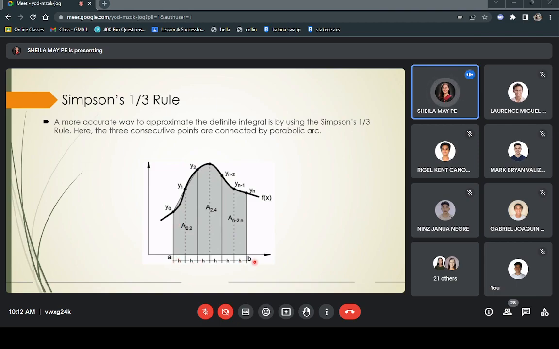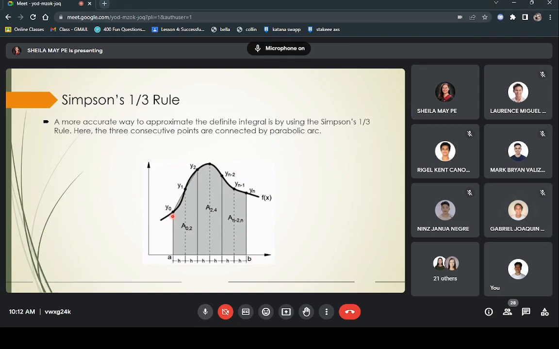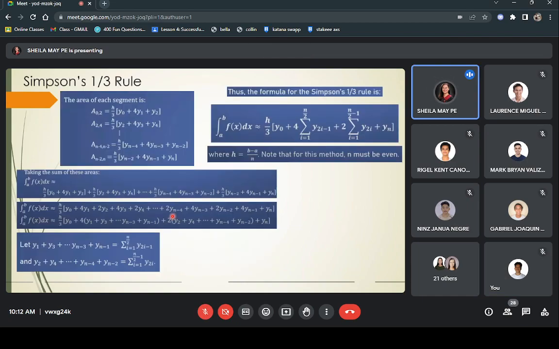In the trapezoidal rule, the curve is connected into six equal segments or parts. In here, it is only three. From the name itself, one-third, we have one whole curve here divided into three, so that's one-third. And this here is connected by a parabolic arc. It is no longer a straight line. Okay, copy, class? Yes, ma'am. There is a difference from our trapezoidal rule.